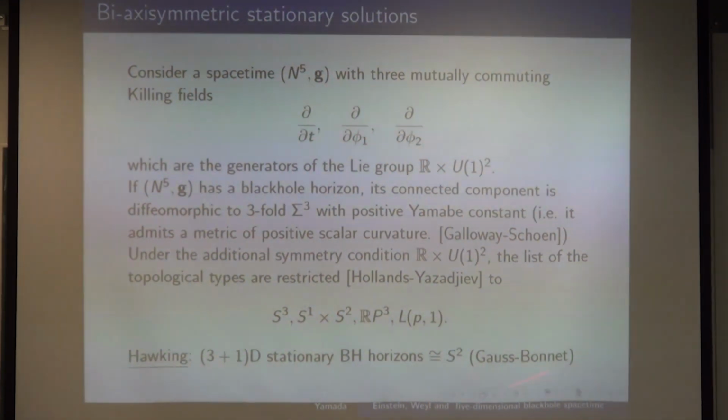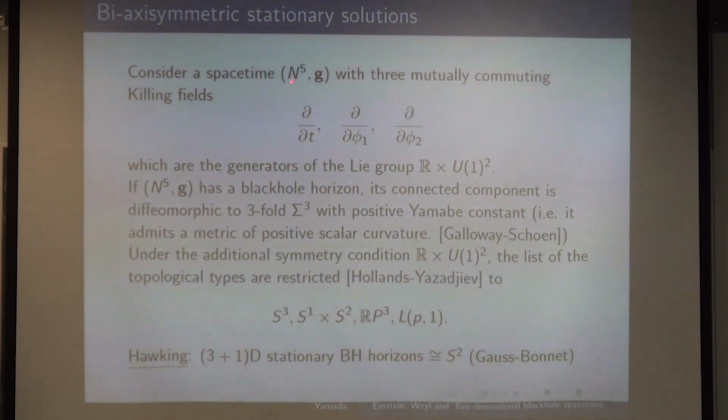The reason uses Gauss-Bonnet and it's done by Stephen Hawking, but you can see topologically this is the only possibility, because the only thing that can go down to zero is S1. And if S1 doesn't collapse, then what you have is this foliation by S1. So this is a singular foliation giving you the S2, and that's the only black hole horizon you can expect.